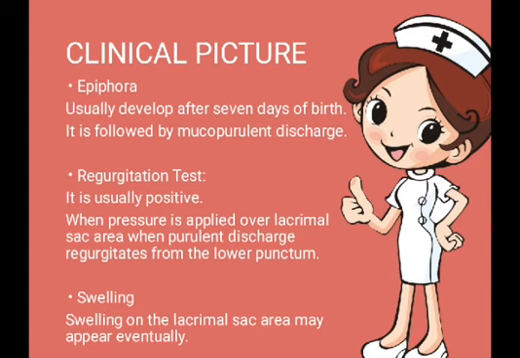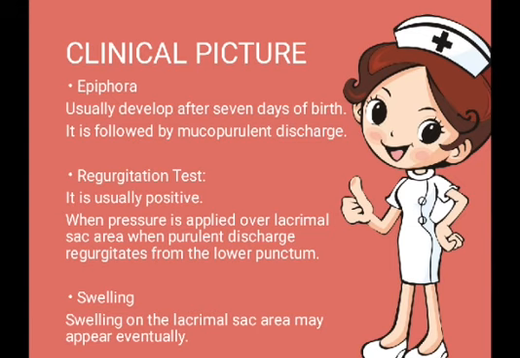It is followed by mucopurulent discharge. Some discharge also comes out along with the epiphora or watering. Next is the regurgitation test, which is usually positive. Now, how to perform the regurgitation test? Pressure is applied over the lacrimal sac area, and mucopurulent discharge regurgitates from the lower punctum.